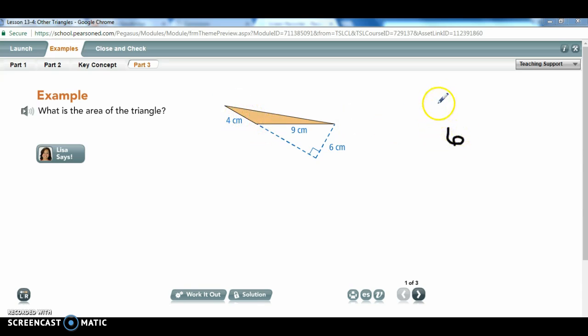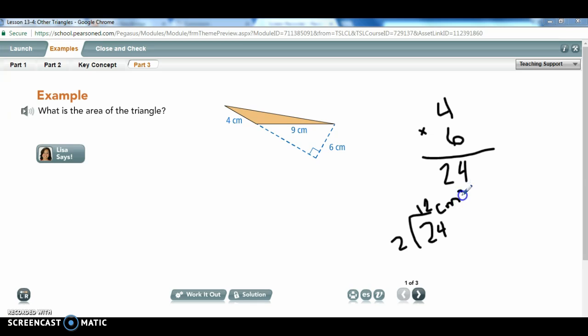So when we do base times height, we're doing 4 times 6. This is equal to 24. And then when we do 24 divided by 2, hopefully you know that that is 12. 24 divided by 2 is 12. So the area is 12 centimeters squared. And this is my final answer.